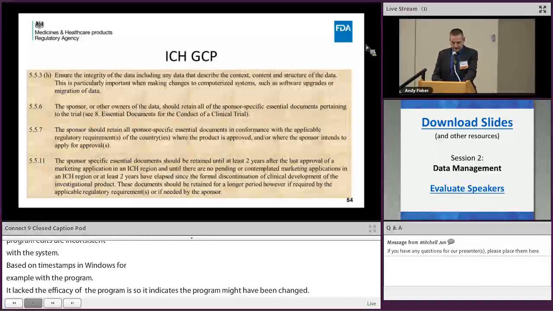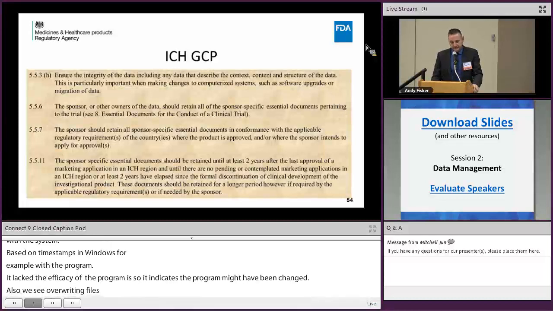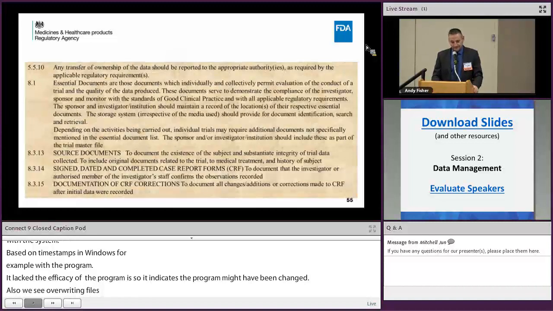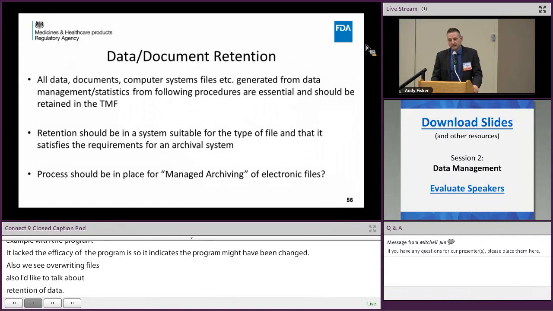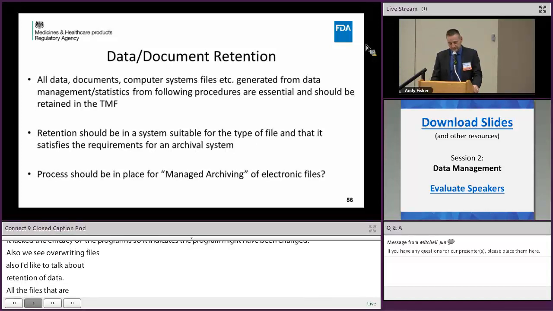Lastly, I'd like to just talk about retention of data. GCP has various quotes on that. It means that all the documents and data and computer files and data management that are generated should be retained in the TMF. This applies to all clinical trials. Where it's retained is up to you as a sponsor. You could agree that your vendor keeps it, but you must make sure that long-term availability is assured, and take into account the type of file that you're dealing with, whether it's a static flat file or a dynamic file. It's really no longer the case of being able to put documents in a box and sending them off-site for 25 years. It's much more complicated than that.